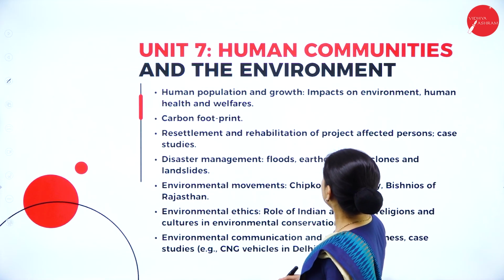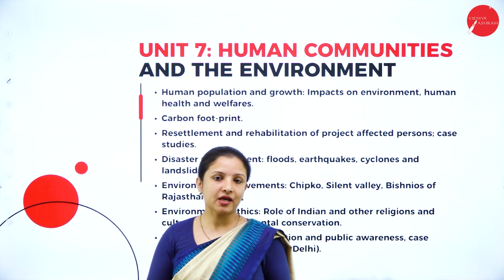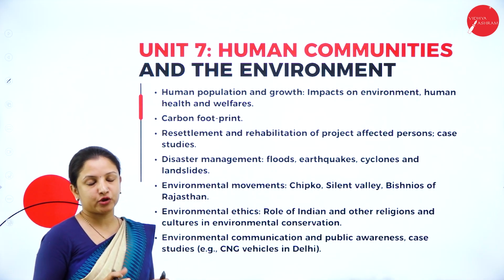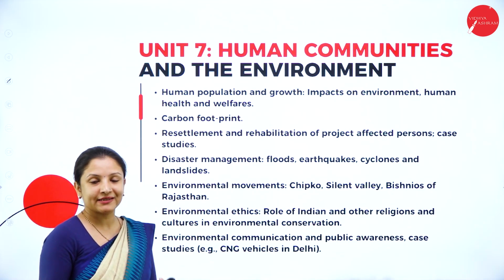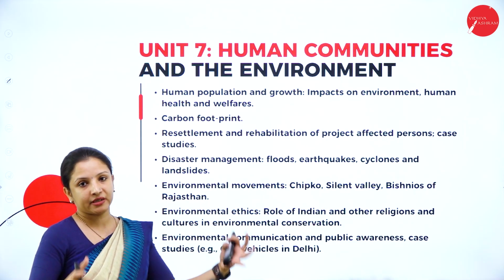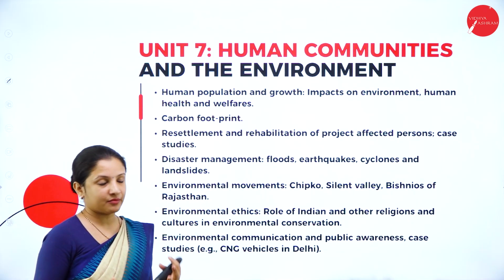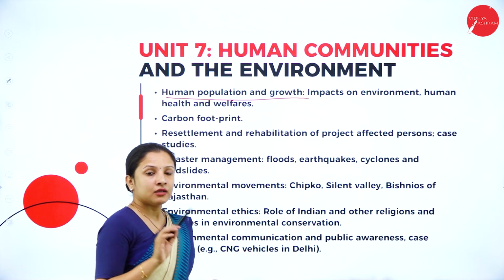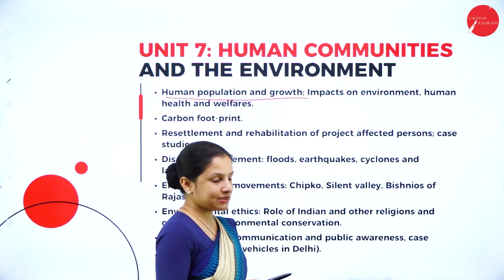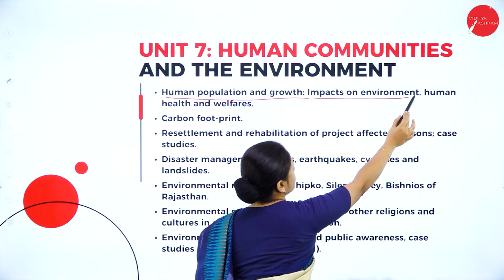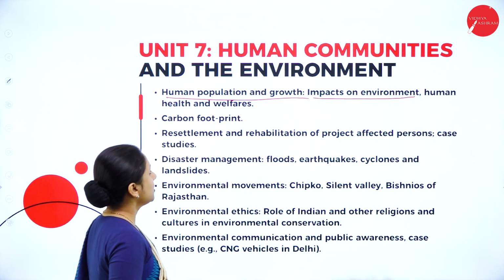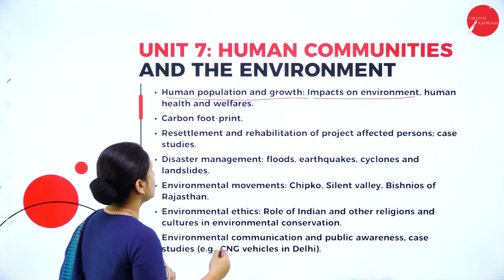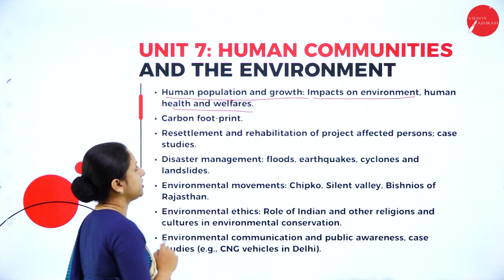Talking about Unit 7, it is about human communities and the environment. So in this, human population is the biggest threat, because as and when the population increases, the demand for all the materials in the ecosystem goes up. So we need to know about the human population and growth, and if the human population exceeds, what will be the hazards to the environment, and also what are the impacts of the growth of human population on human health and welfare is what we need to know here.